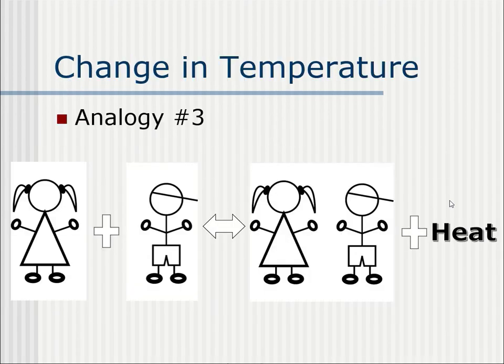Okay, so what about temperature? Let's talk about temperature using the analogy we dealt with before. Boy plus girl equals couple, and I'm going to say that heat is probably going to be a byproduct. Boy plus girl equals couple and some heat. So this is an exothermic process. Boy plus girl gives you couple plus heat.